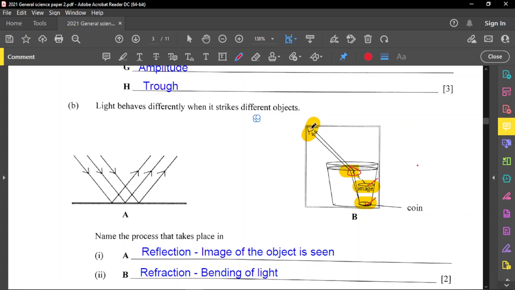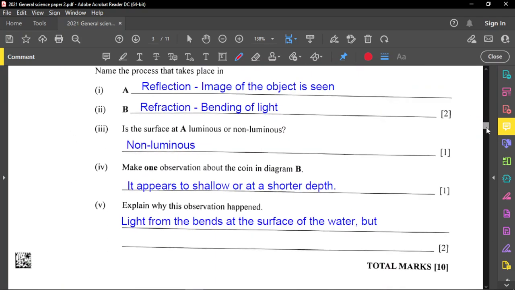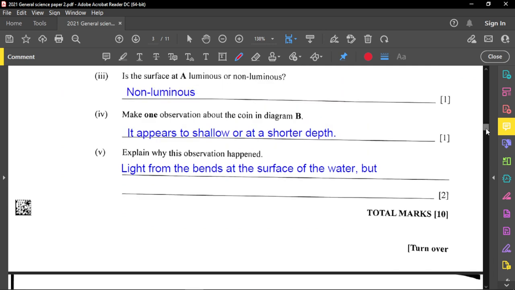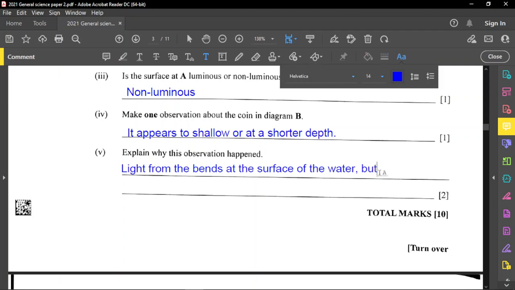But notice the eye. There's a straight line going towards the image, right? So that's what actually caused it to look like it's shallower than it actually is. So let me just go back into this now and start answering this.